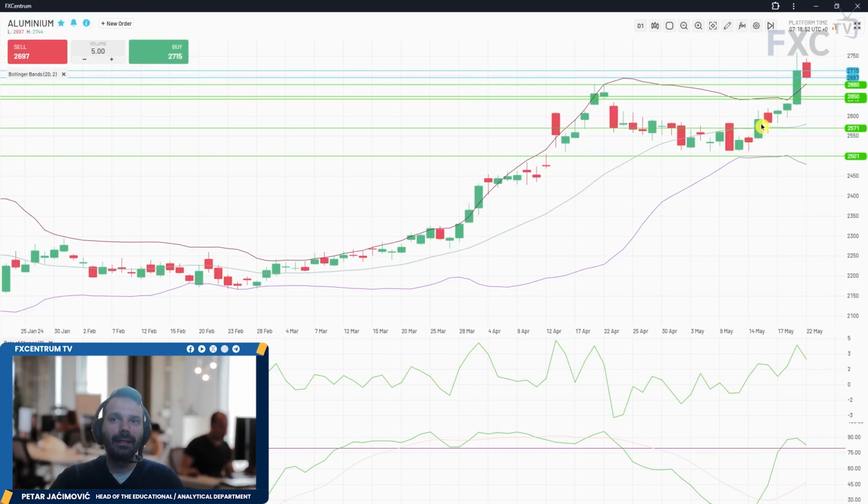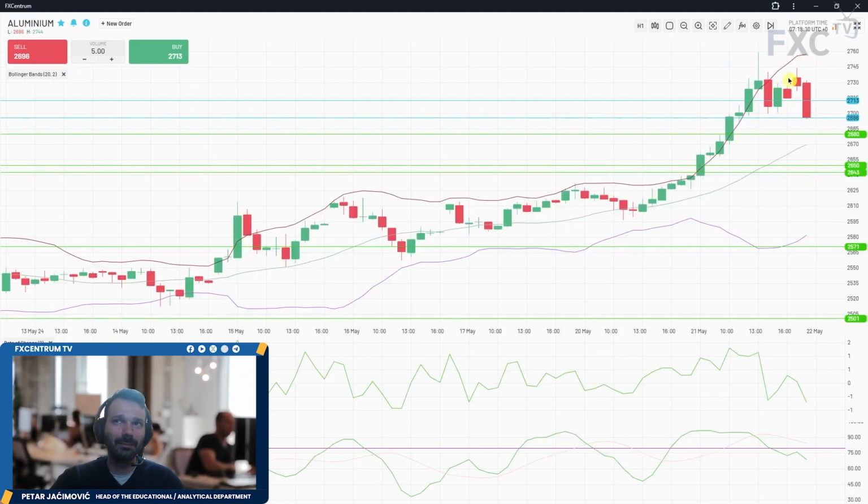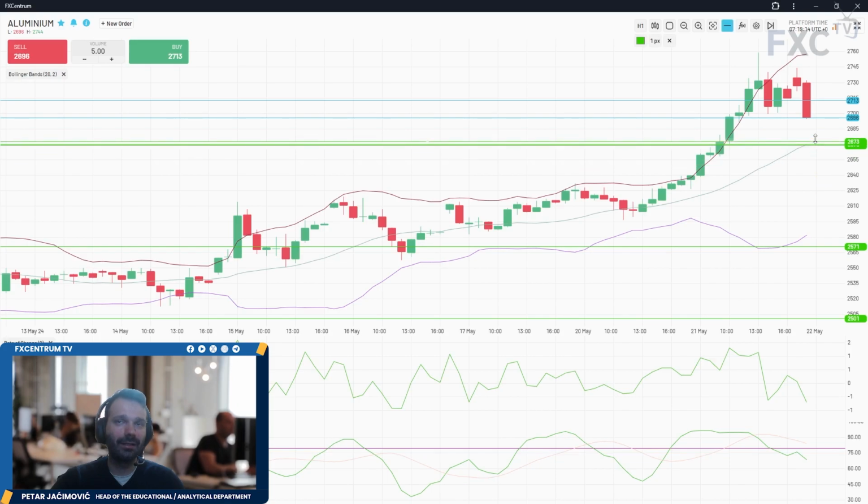So aluminum, there was just an upside continuation yesterday. So the market broke. We had a breakout of the upper Bollinger Band. You can see now the market is actually reacting downside. So we will see if this breakout can sustain, but this can simply still be a pullback towards the middle Bollinger Band on the hourly.